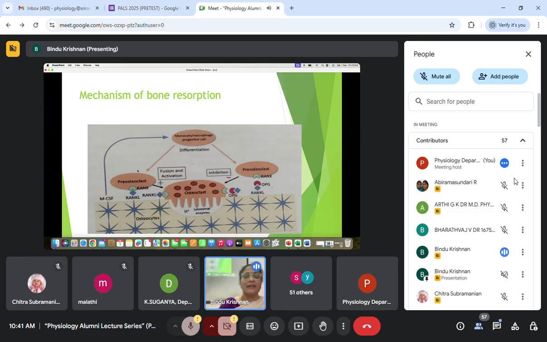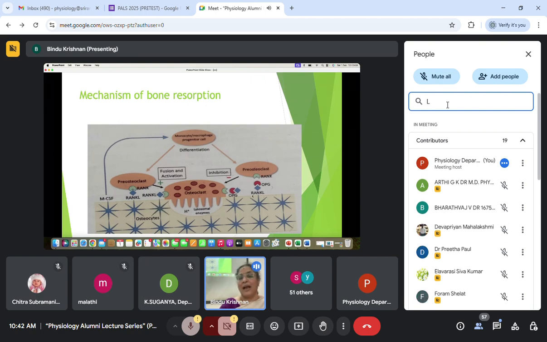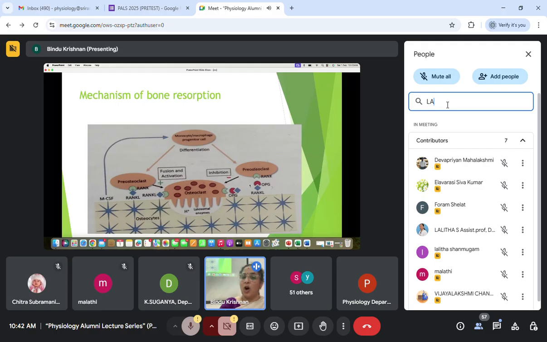So this is again the same thing. You can see that when RANK receptor has bound to the ligand RANK L, this is going to get activated, that is a plus sign. But if my OPG is bound to RANK L, so that RANK L is not able to bind to RANK, then you can see that negative, where bone resorption is not going to happen.